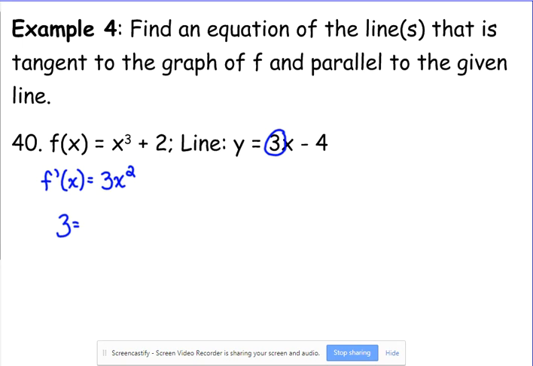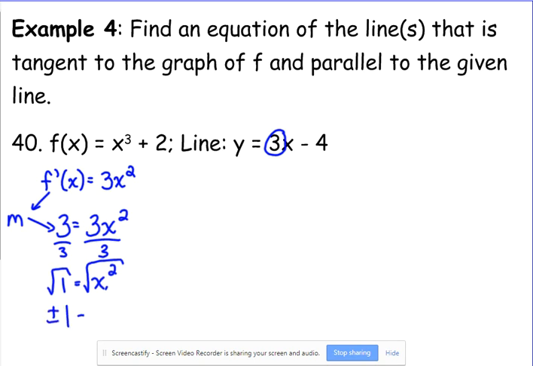So the slope is 3. The slope is the derivative. F prime of x is the slope. If I set my derivative equal to the slope, I should be able to find out where it has that slope. So let's solve for x. Divide by 3. 1 equals x squared. Take the square root. What do we always have to remember when we take a square root? Gotta remember the plus or minus.